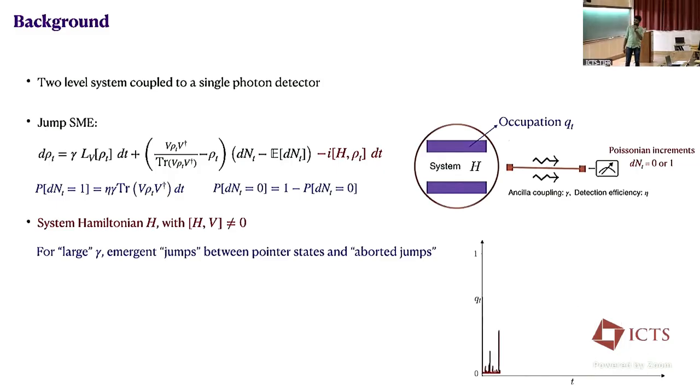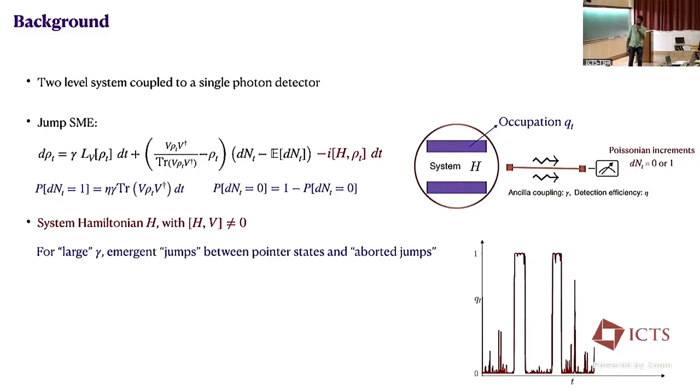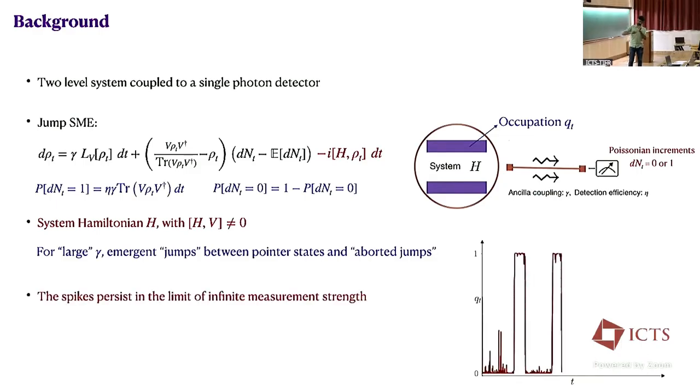And that is decorated by these aborted jumps, what looks like aborted jumps, which we term as spikes. Now, what's interesting is that you can increase the measurement strength to arbitrary levels, and these spikes will persist. Of course, in a simulation you can only go to large and finite gammas, but mathematically it's been proven that if you take gamma tends to infinity, the emergent stochastic process of these spikes will persist, they exist.